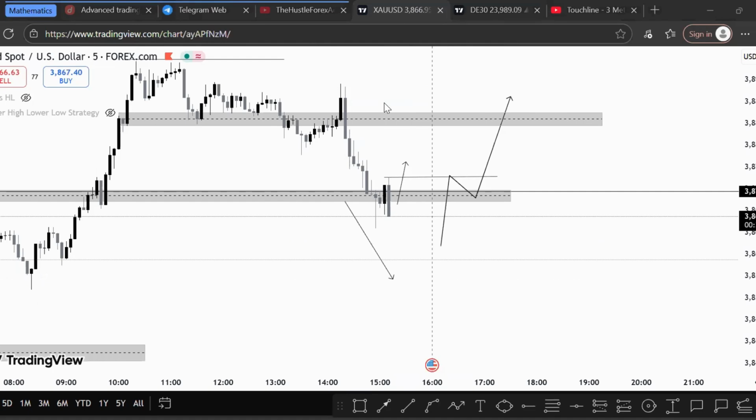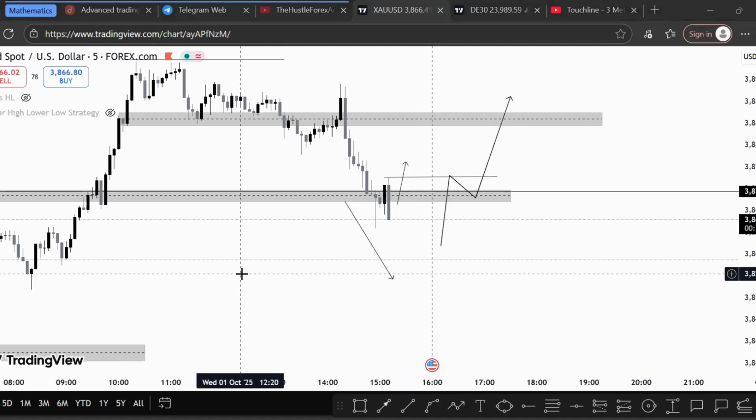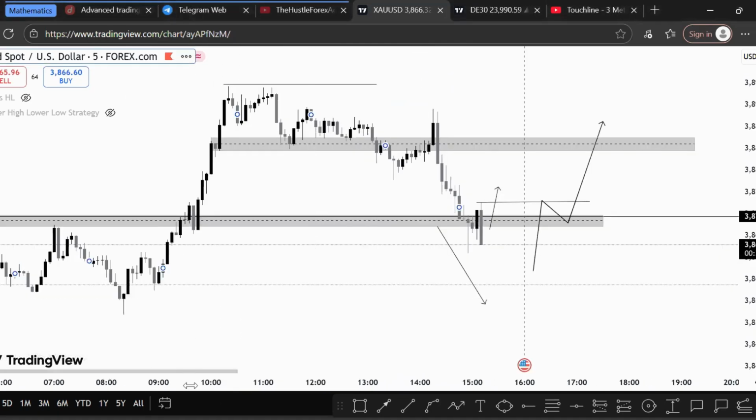Somebody says they are not able to see the chart. Okay, try leaving the meeting and then joining the meeting again. Maybe you will see something there.